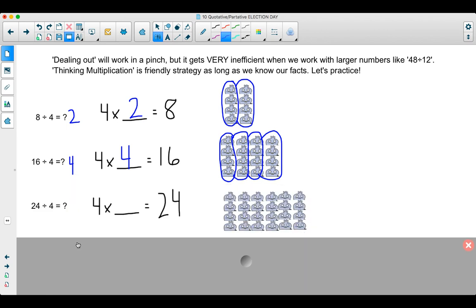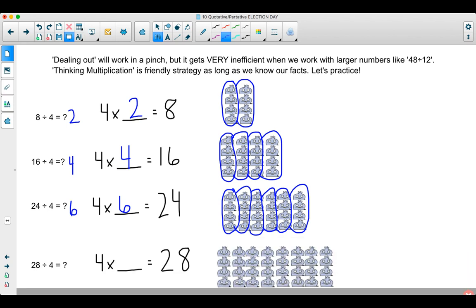Next one, 24 divided by 4 equals what? Why don't you pause and you try? All right. I got a group of 4. How many do I need to equal 24? 4 times what equals 24? 4 times 1, 4 times 2, 4 times 3, 4 times 4, 4 times 5, 4 times 6. 6 groups of 4 babos will give us 24. Therefore, 24 divided by 4 equals 6.